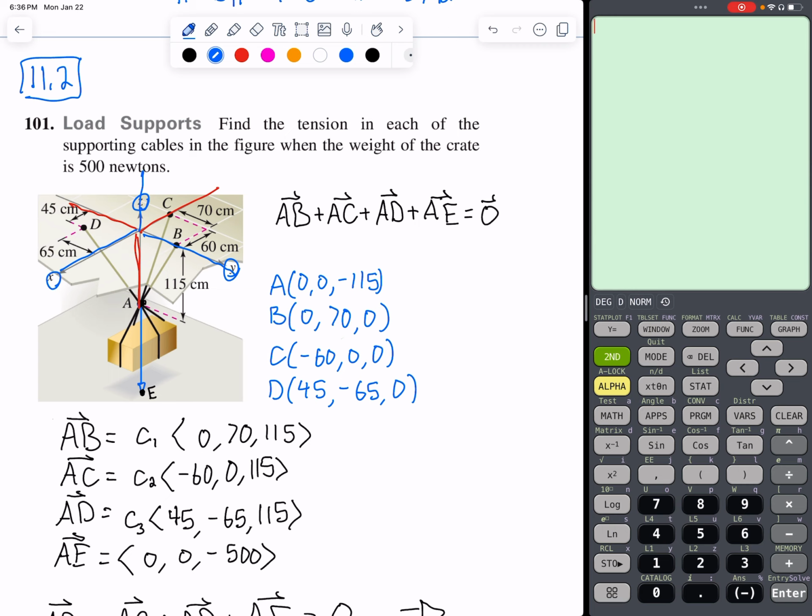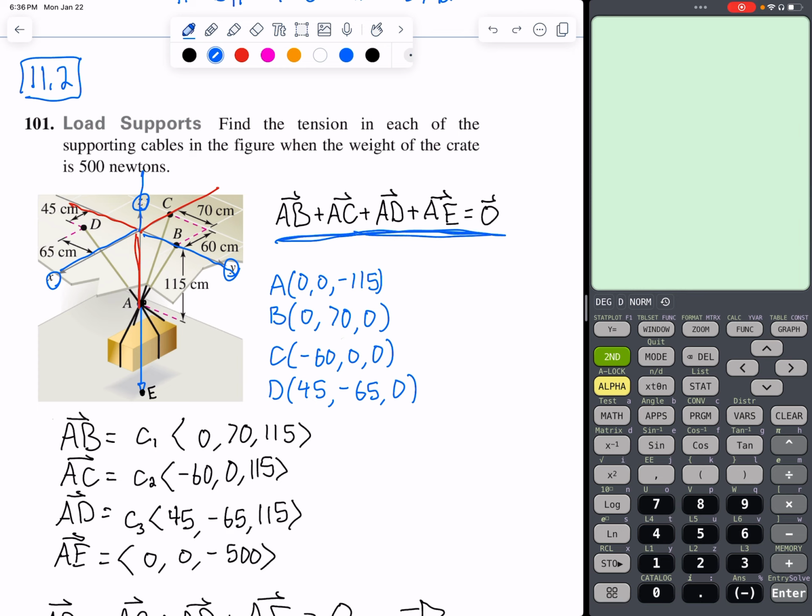I went ahead and used these coordinates to figure out each one. So A was just straight down, so 0, 0, negative 115. B is 0 in the X. It doesn't go left this way at all, but it only comes out in the Y that much, which was 70, and it doesn't go up. Then we do the same thing for C and D, and then we set this up. This is my equality here.